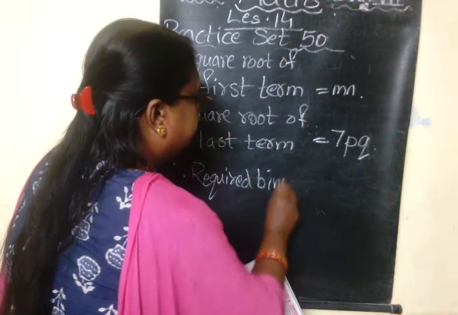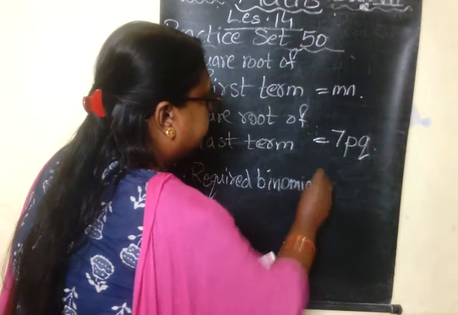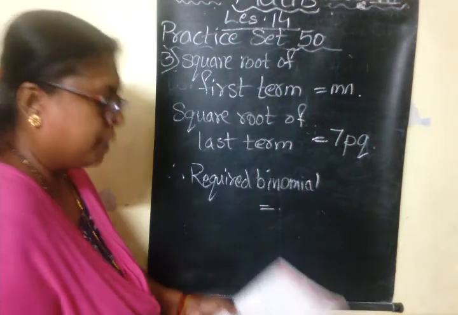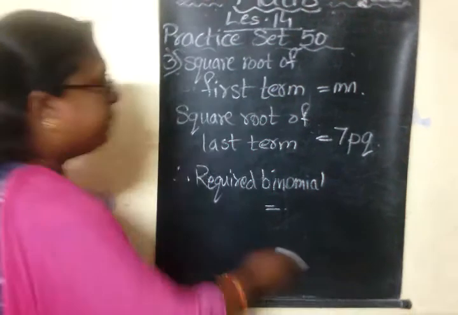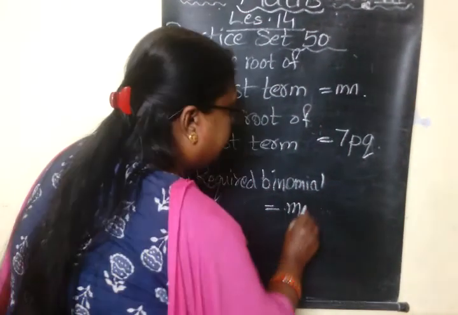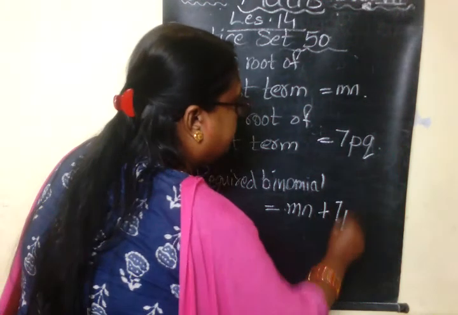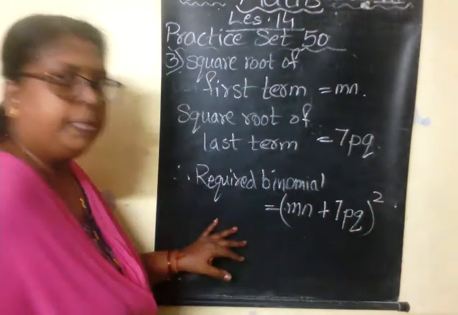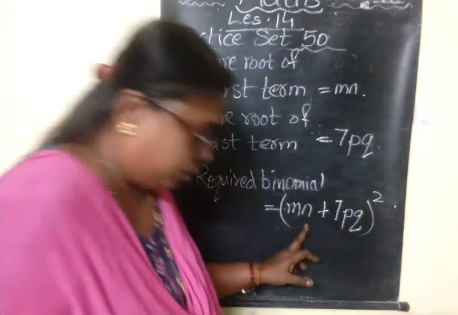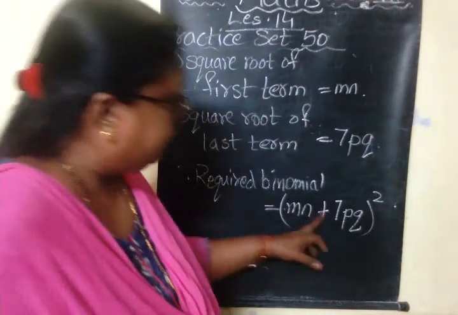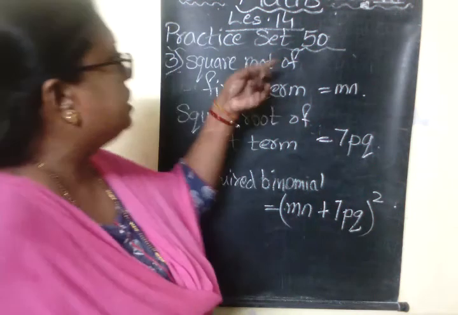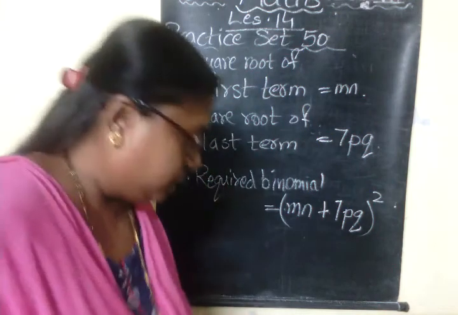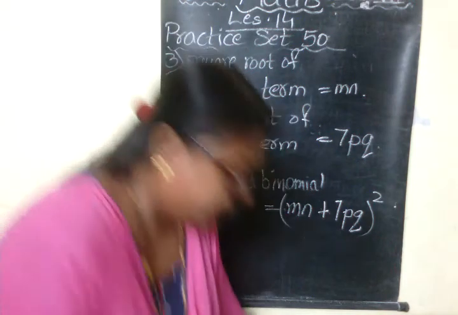So therefore required binomial is equal to, now since all the terms are positive, in between plus sign will appear. So mn plus 7pq is your answer. So the required square binomial is mn plus 7pq. Its expansion is the given question. Okay, so this is the answer, children. Fine.